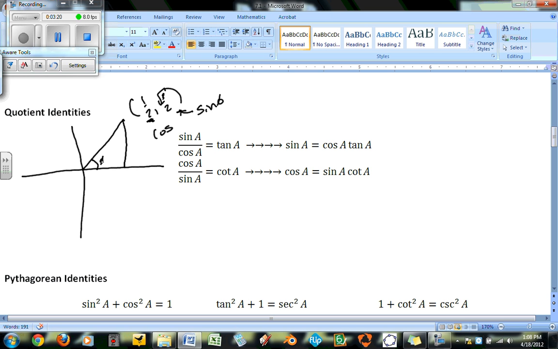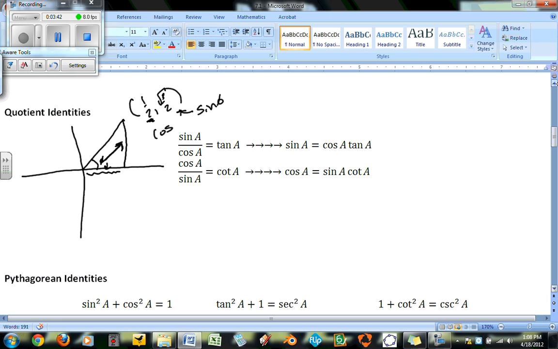So if you look at this angle right here, if I want to know the tangent of it, I'm taking the sine value and dividing it by the cosine value right here. Tangent is opposite all over adjacent. So that's where we get that tangent is equal to the sine value divided by the cosine value.